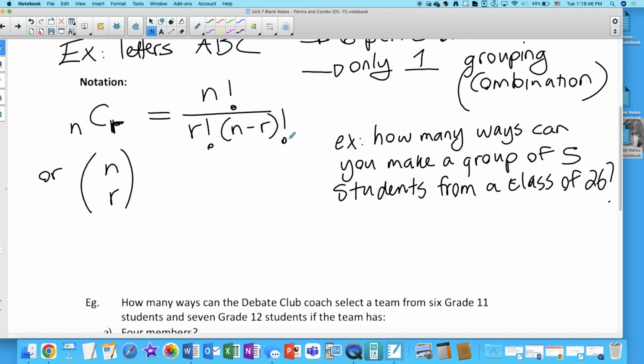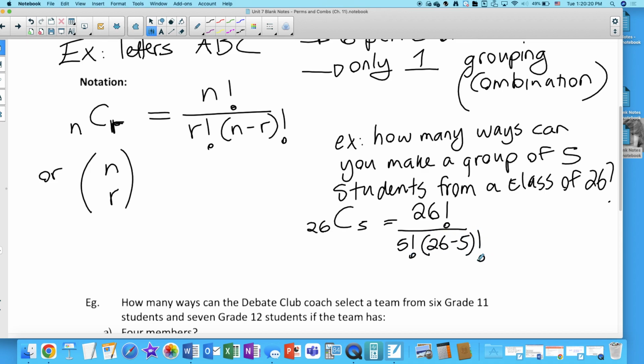But that's where order matters. So we have to divide out 5 factorial. The 5 factorial represents the number of ways that you would have been able to arrange those 5 people, right? So you would write this as 26C5. People will also use the word choose or combine. You'll say 26 choose 5 or 26 combine 5, okay? And that is equal to 26 factorial over 5 factorial times 26 minus 5 factorial.